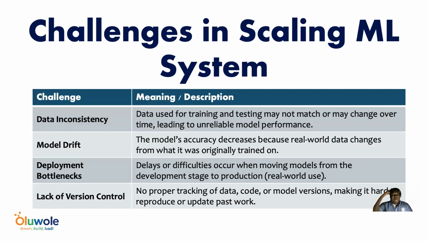So what are the challenges that you face when you want to scale your ML system? You are trying to bring it into a bigger picture. There's always bound to be challenges, because number one is data inconsistency. Data used for training and testing may not match or may change over time, leading to unreliable model performance.